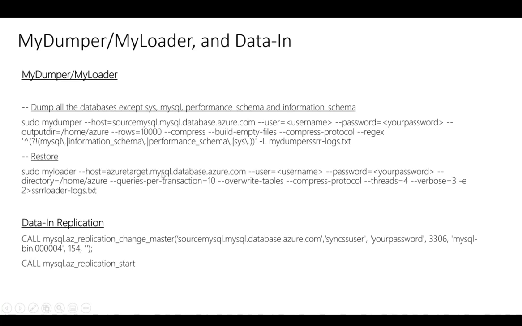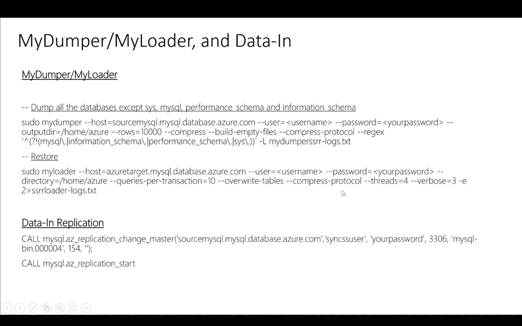So host in this case is the target Azure Database for MySQL. Then you specify the username and password, the directory where you have the dump, the queries per transaction, and a couple of other parameters. And threads is the number of threads you want to have in parallel to do the load operation.